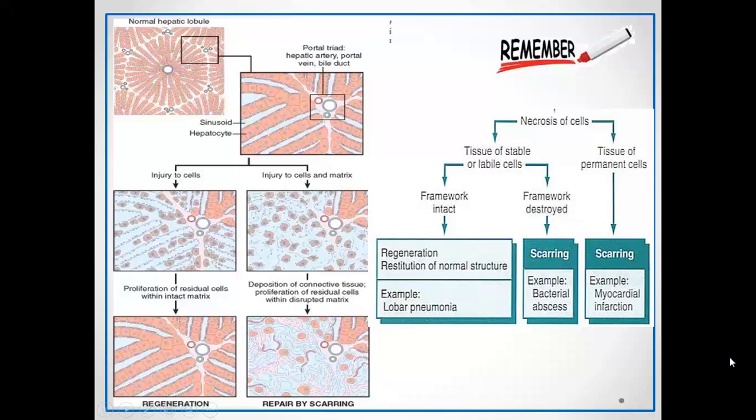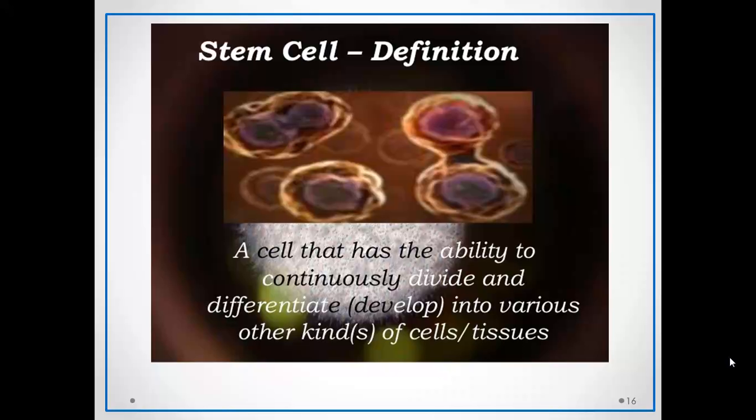Other types of cell I want you to understand, what's called stem cells. What are stem cells? Stem cells are cells that have the ability to continuously divide and differentiate into various other kinds of cells. We know that liver cells, when injured, replicate into liver cells. Is it right? Yes, they replicate into liver cells, not into brain cells, not into muscle cells, not into epithelial cells.